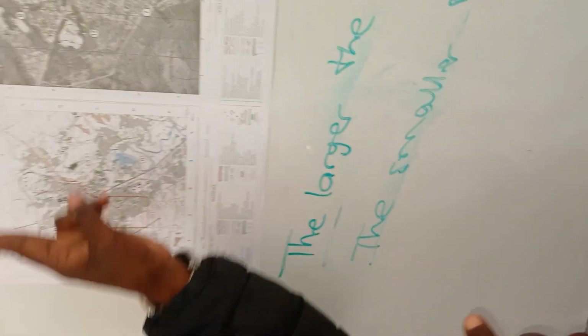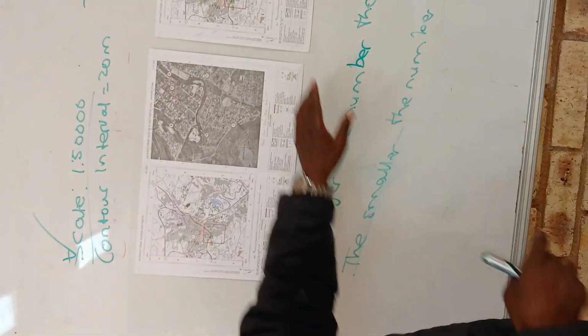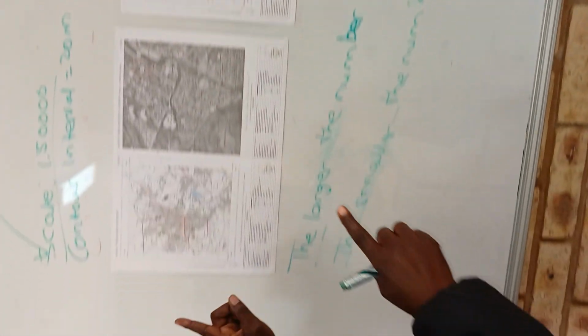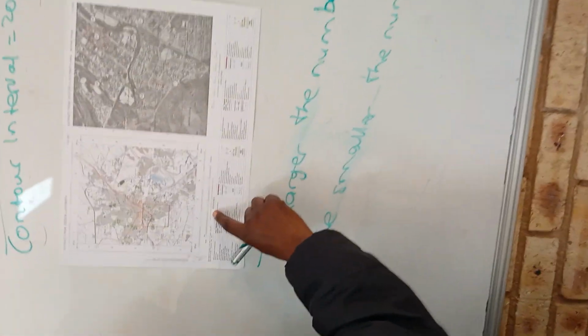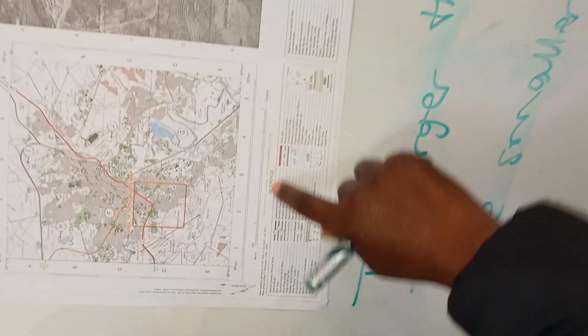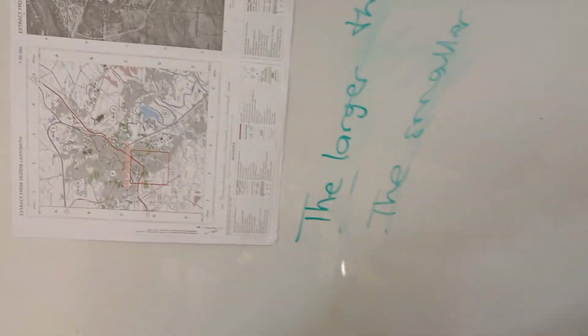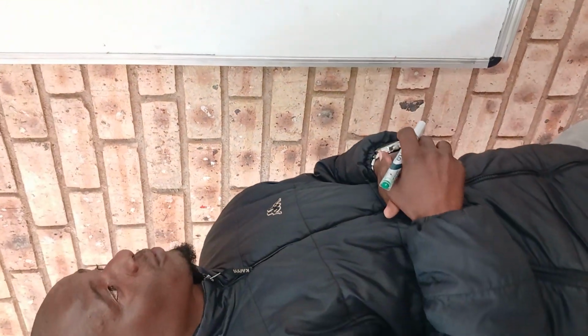So we have identified two things that differentiate a topographical and an orthophoto map. Number one is your scale, which for topographical is 1:50,000 and for orthophoto is 1 is to 10,000. Then secondly, your contour interval: under the topographical map, the contour interval is 20 meters, and on your orthophoto it is 5 meters. So these are the two things we have used to differentiate a topographical from an orthophoto map.